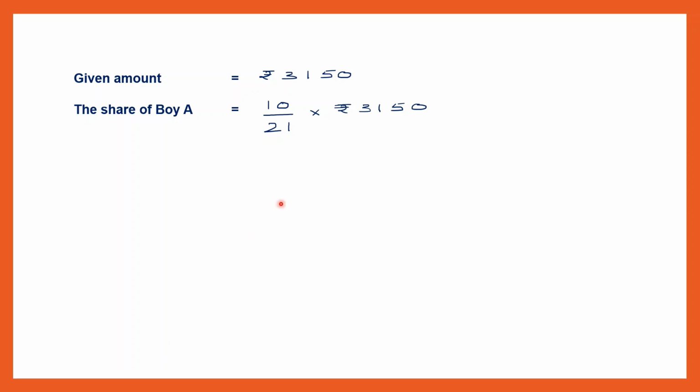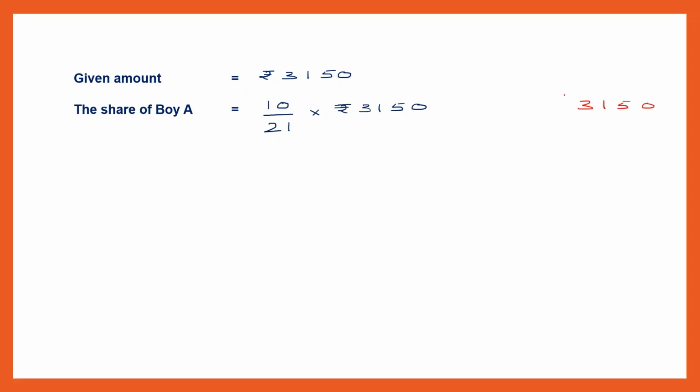So what have we done? We've taken the first number in the ratio, 10. We've divided it by the sum of the ratios and we're going to multiply it by 3150. Now we can cancel 21 and 3150. Okay, so let's divide 3150 by 21 and see.